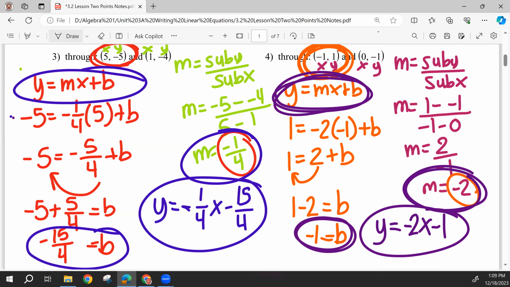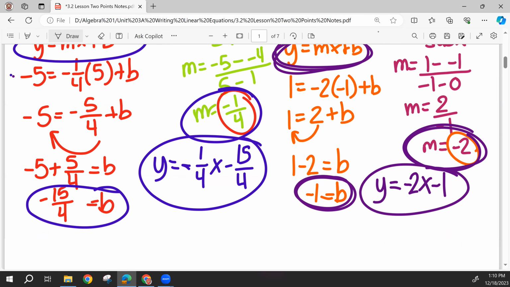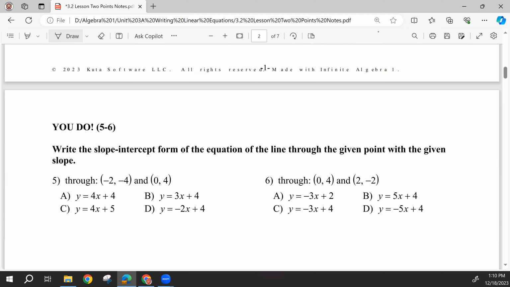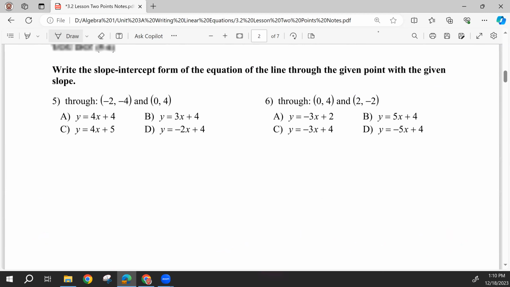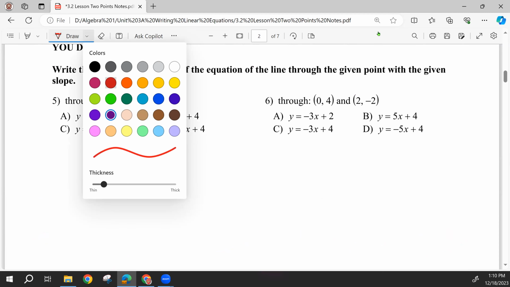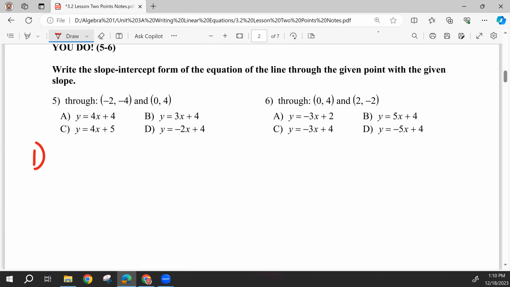So before you move on to the you-dos, please do ask if you need some clarification on this process. We are finding slope, then we are finding the intercept, and then we are plugging them into the slope-intercept form of a line to get our final equation. I have 2 you-dos for you. Follow that process. Step 1, find the slope using the slope formula.